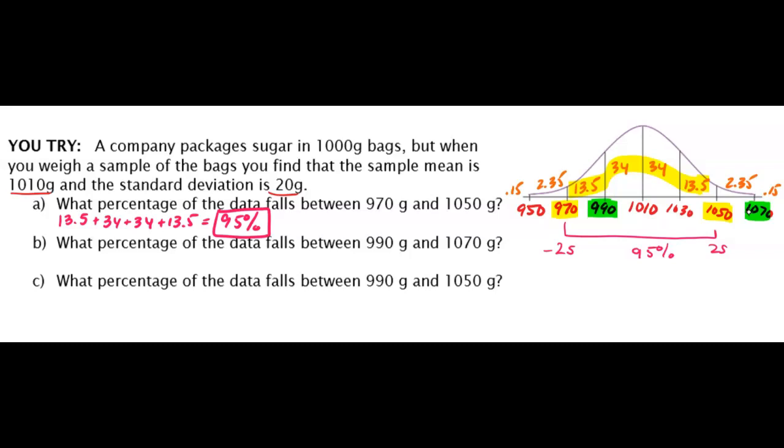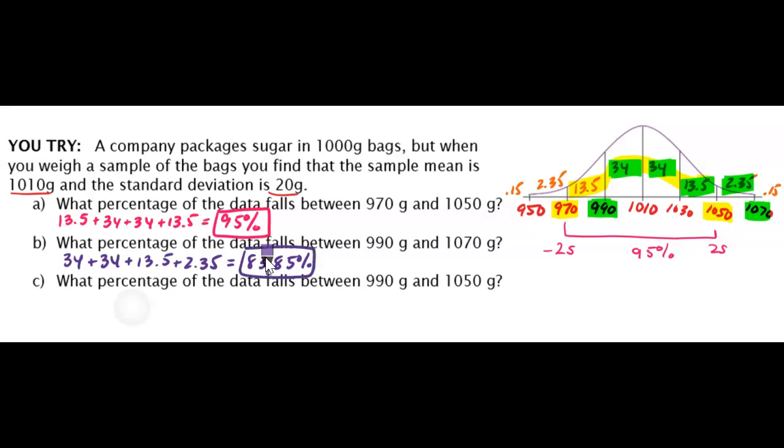But what we can do is just look at all of the percentages that are in between those green numbers, and that will give us what we're looking for. So I'm going to highlight the 34, the 34, the 13.5, and the 2.35. So all those numbers that are now highlighted in green are in between 990 and 1070. So now I'm going to take all those percentages. So 34, 34, 13.5, and 2.35. If I add up all of those percentages, that's going to give me the percent of data that's in between 990 and 1070. And that comes out to be 83.85%.